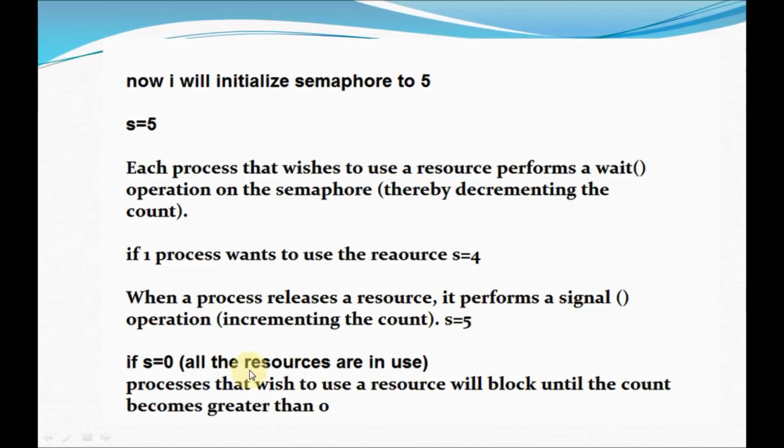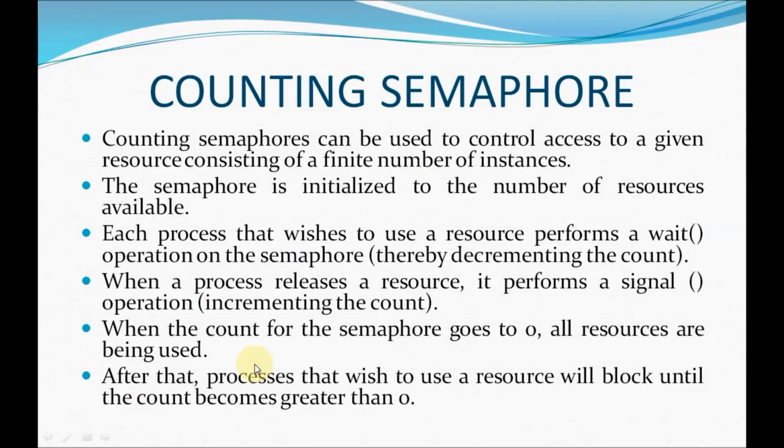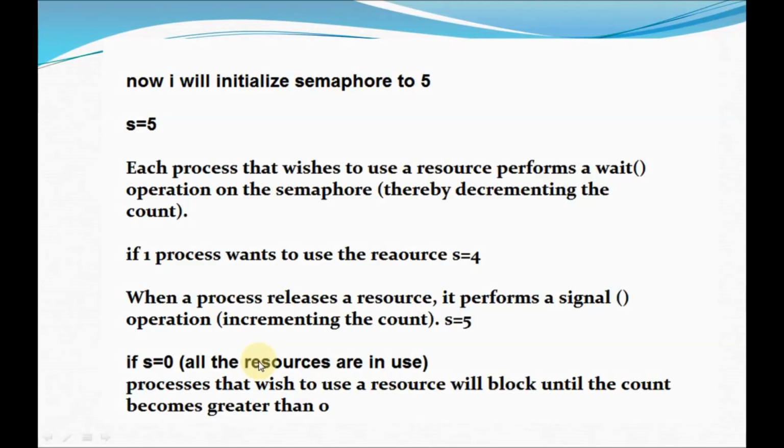Now see here, once the value of S becomes 0, what does it mean? If the value of S becomes 0, it means all the resources are in use. So here the value of S is 5, and 5 becoming 0 means all the 5 resources are in use by different processes. 5 processes are using 5 resources. It's not a rule that 5 processes should use 5 resources. Don't get confused. Only one process can request all the 5 resources also. That is also a possibility.